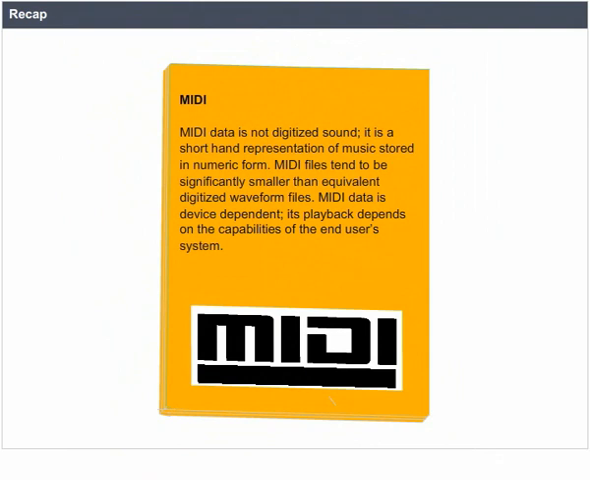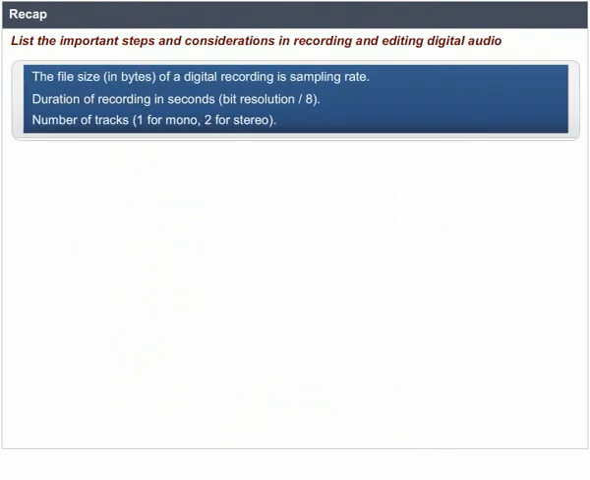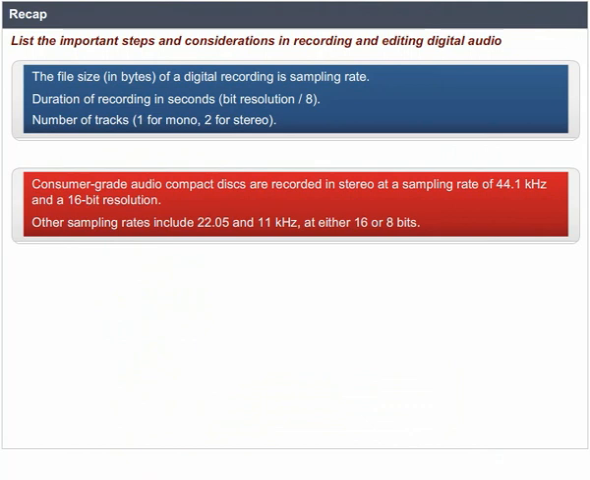List the important steps and considerations in recording and editing digital audio. The file size in bytes of a digital recording is sampling rate, duration of recording in seconds, bit resolution divided by 8, number of tracks, 1 for mono, 2 for stereo. Consumer-grade audio compact discs are recorded in stereo at a sampling rate of 44.1 kHz and a 16-bit resolution. Other sampling rates include 22.05 and 11 kHz at either 16 or 8 bits.